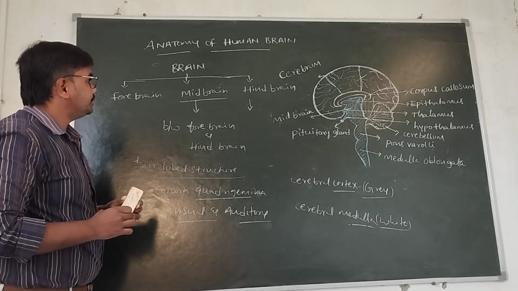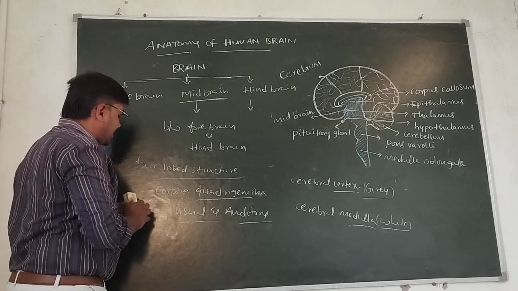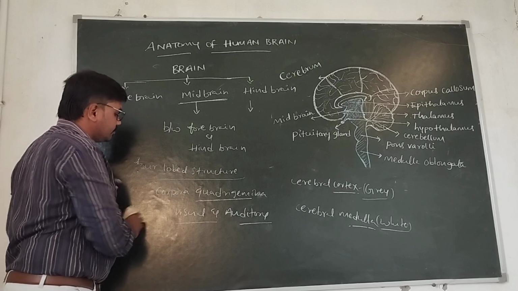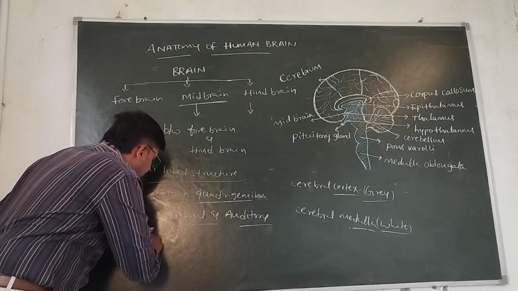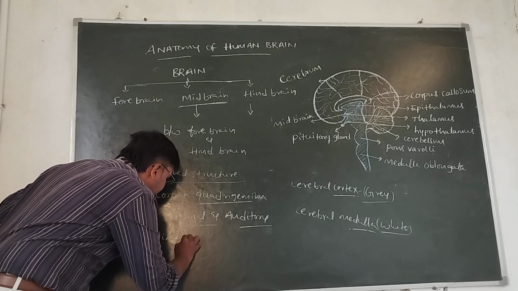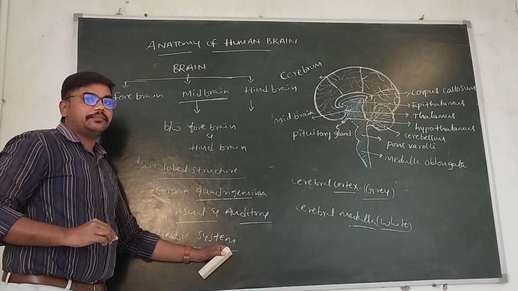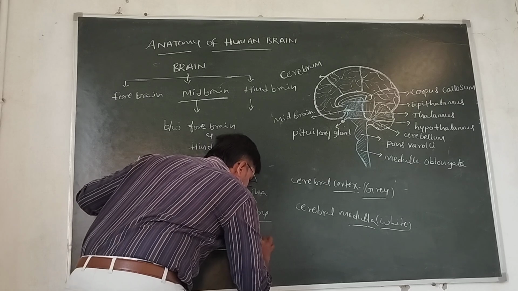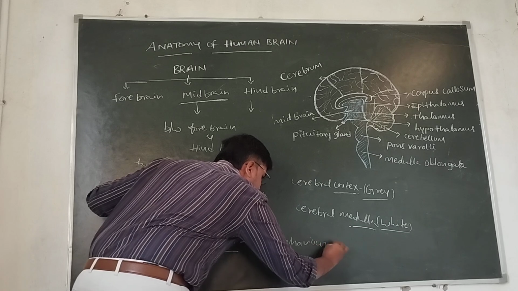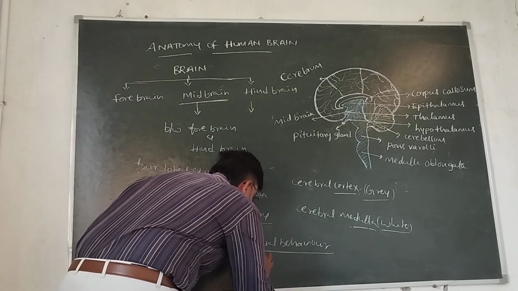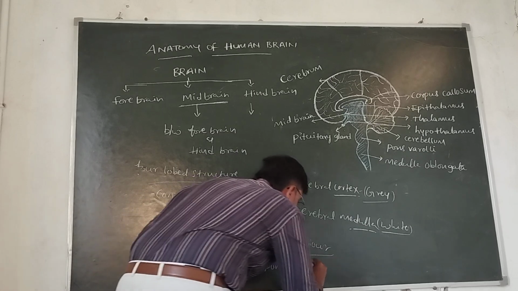And also the midbrain contains the limbic system. The main function of this limbic system is sexual behavior, and also the response of emotional expression.